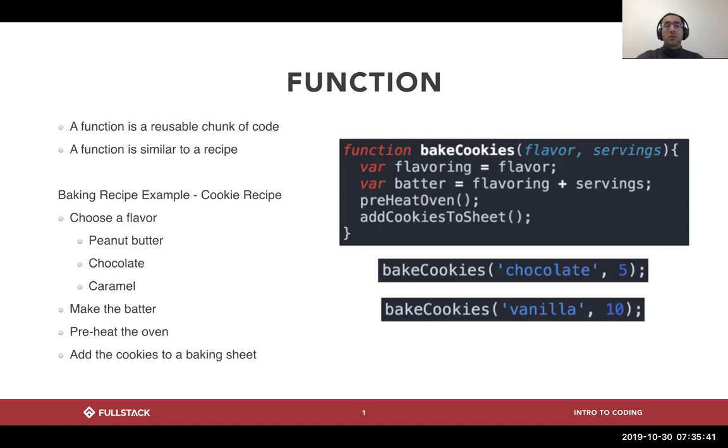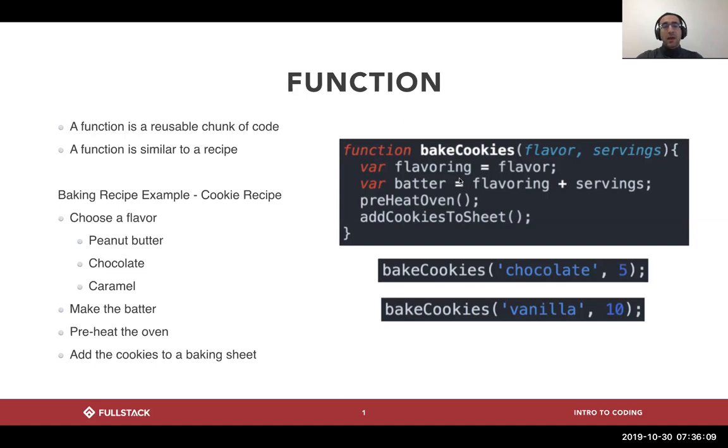which we're setting equal to the variable that was passed in. We're defining a batter variable, which is being defined as our flavoring plus the servings. And we preheat the oven, and then we add the cookies to the sheet. So that's what's happening here.